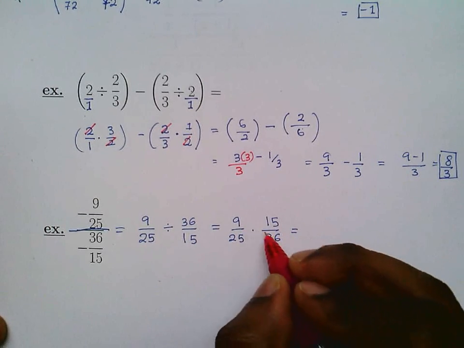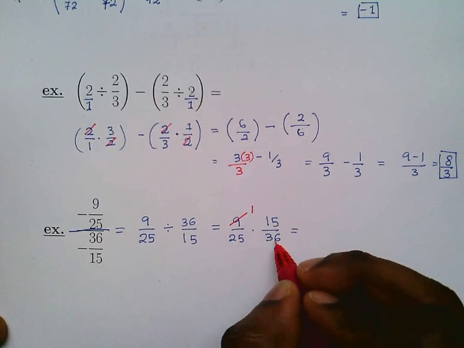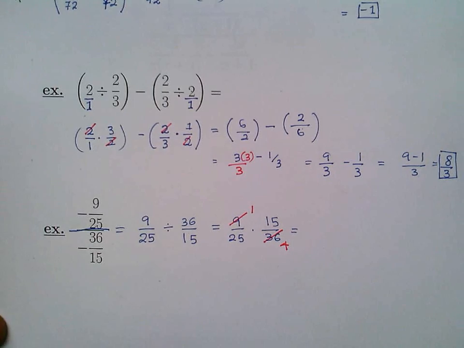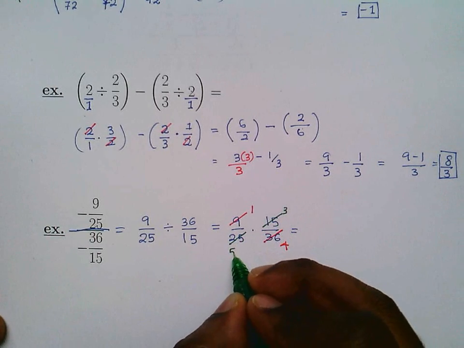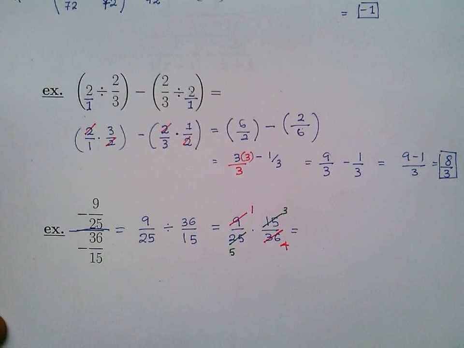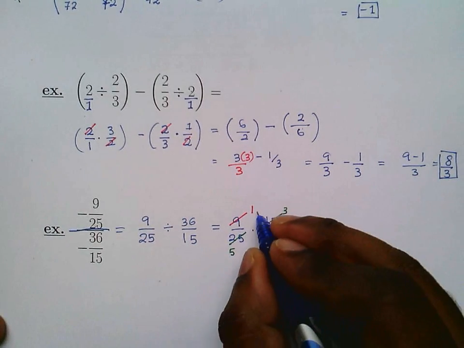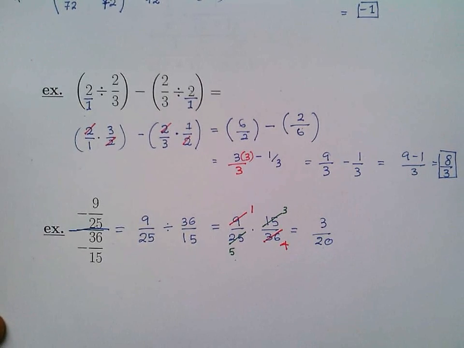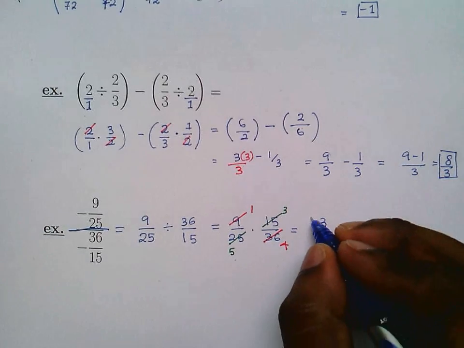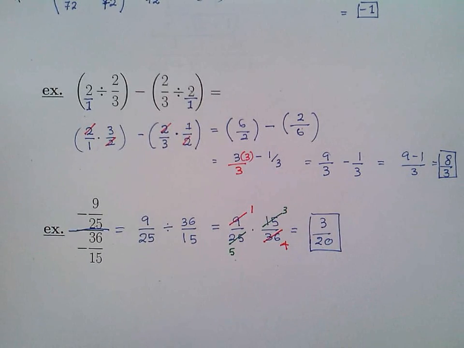So right here, 9 is 9 times 1 and 36 is 9 times 4. That's how we do it. 15 is 5 times 3, 25 is 5 times 5. So now you have much simpler things to multiply. You have 1 times 3, that's 3, 5 times 4, that's 20. And that's it. So the final answer in this case is 3/20. Now, at this time you can just stop and answer the question you can see on the right hand side of the screen.